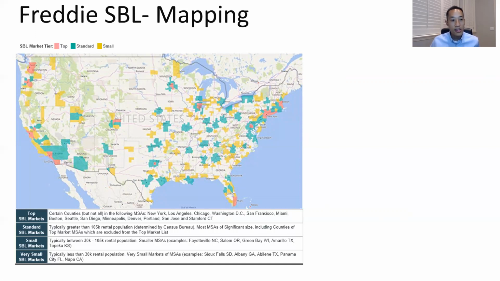And then your standard markets are the ones just outside of those top markets a lot of times. And then the small markets are anywhere from 30,000 to 100,000 in population. And then the very small markets are going to be your markets with 30,000 people or less. And so that just gives you an idea of how Freddie SBL maps these different locations across the US.